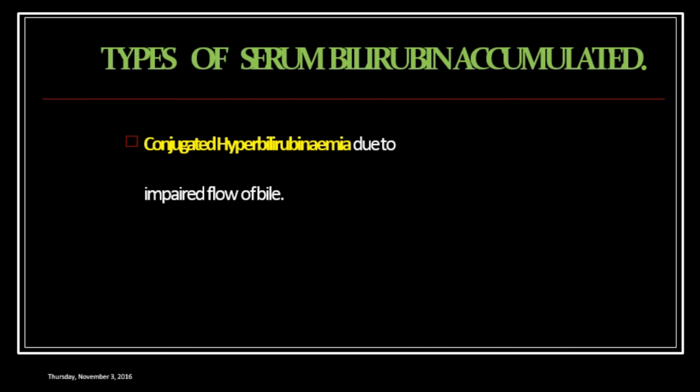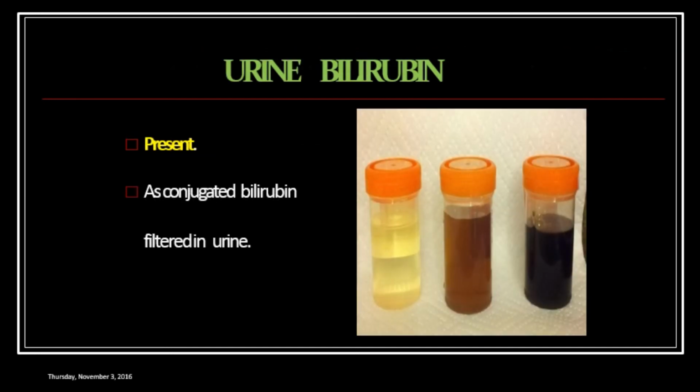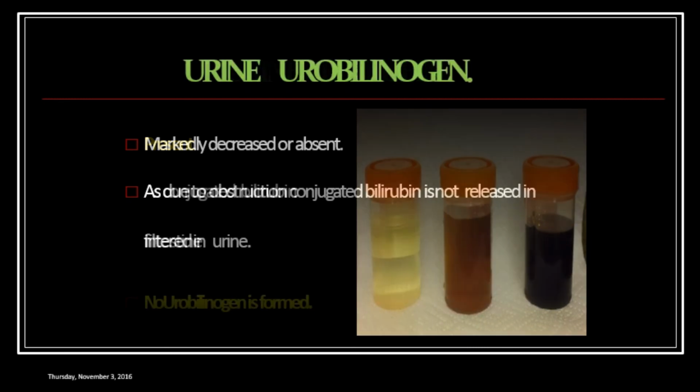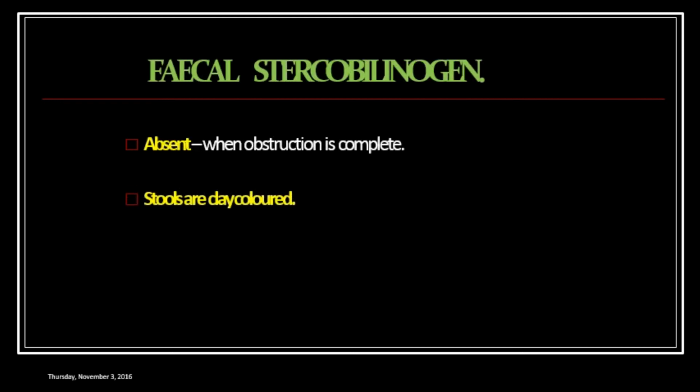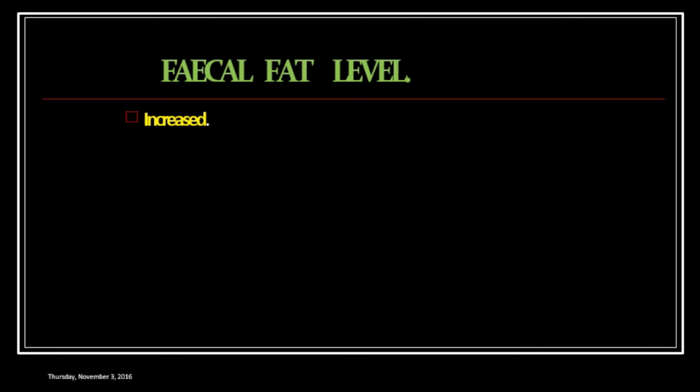So if we have conjugated hyperbilirubinemia, and if less conjugated bilirubin is being passed to the intestine, we'll have a very decreased urobilinogen and stercobilinogen in the urine. However, as conjugated bilirubin is being produced but at a small amount, still we'll find bilirubin in the urine. But decreased level of urobilinogen, and stercobilinogen totally absent. So the stools will be clay color. The amount of fat will also be greatly increased in the stool.